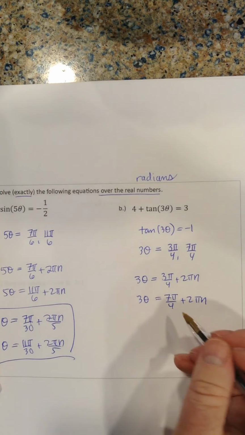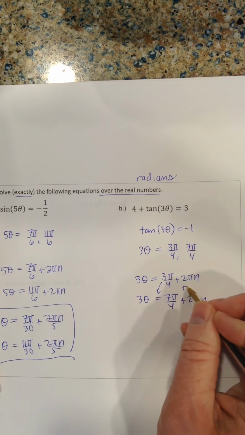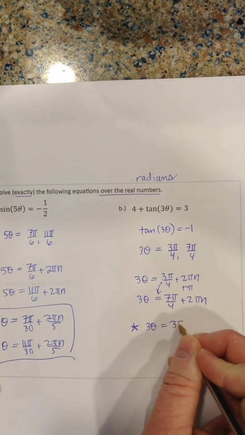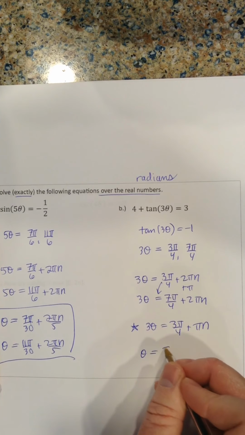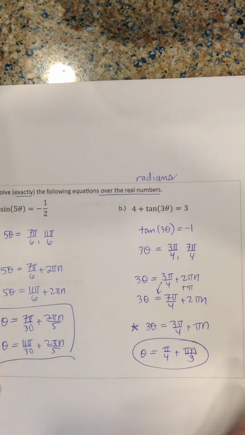And then I noticed something. To go to that angle is just plus pi. So I could go 3 theta equals 3 pi over 4 plus pi n. So that means theta equals pi over 4 plus pi n over 3.